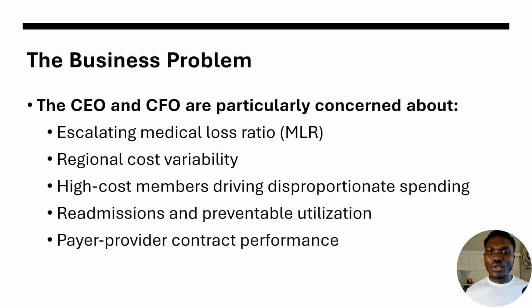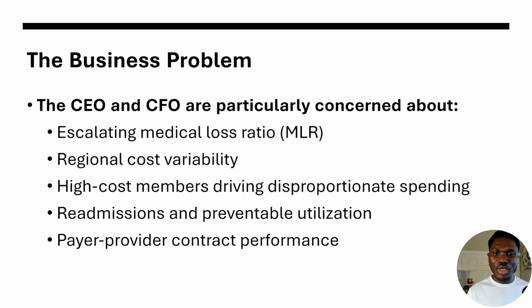There's also high-cost members driving disproportionate spending, meaning there are some members that are very sick, or you call them super utilizers. They want to know what they need to do to solve this challenge. And there's readmission and preventable utilization, like somebody who goes to the ER for a headache when they could have just seen their doctor, taken their medication, or done a normal checkup. There's also payer-provider contract performance, so they want to know that.